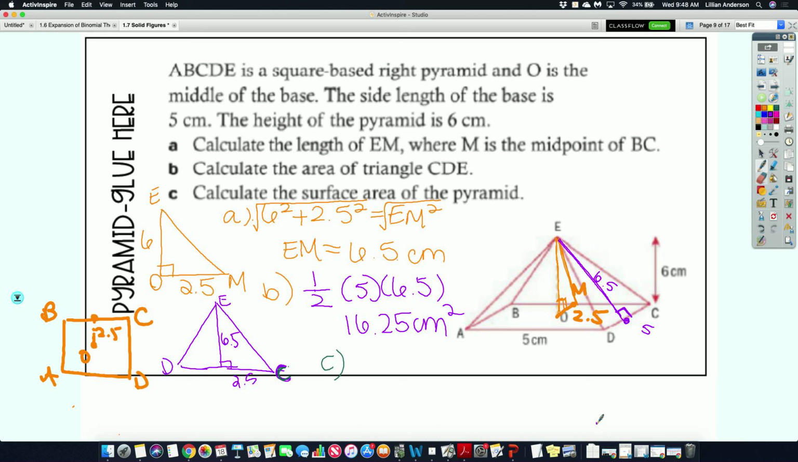Surface area of this pyramid is going to be the area of the base added up to all the areas of the sides of these triangles. And they're all equal. So we need the area of the square at the bottom. And then how many triangles? 4. And they're all equal, correct? So how do I find the area of a square? Which is 5 times 5. Then we're going to do plus 4 times the area of one of the triangles, which we just found to be 16.25.